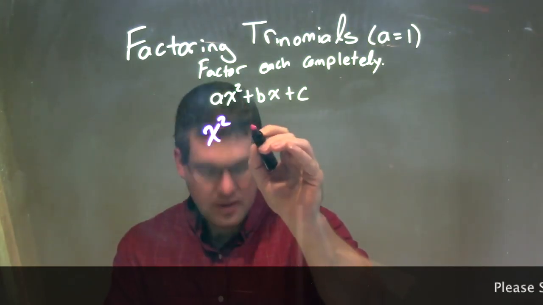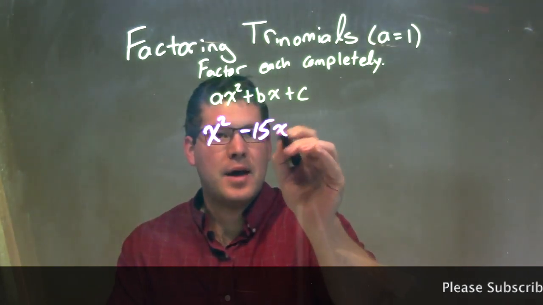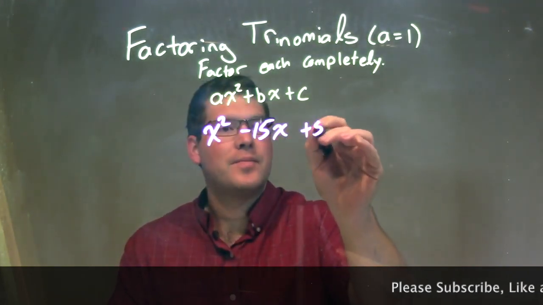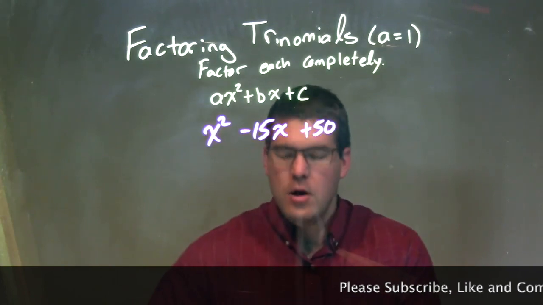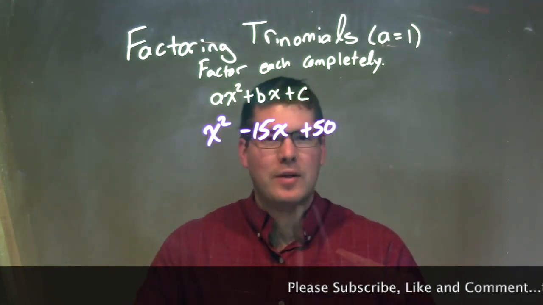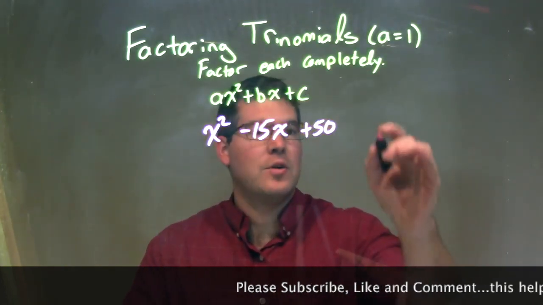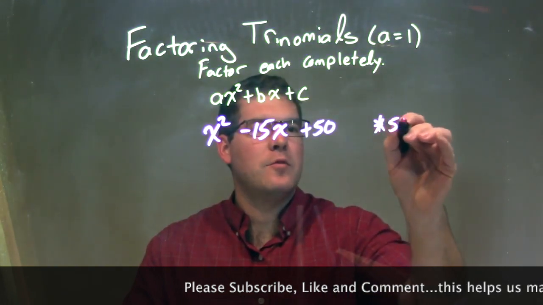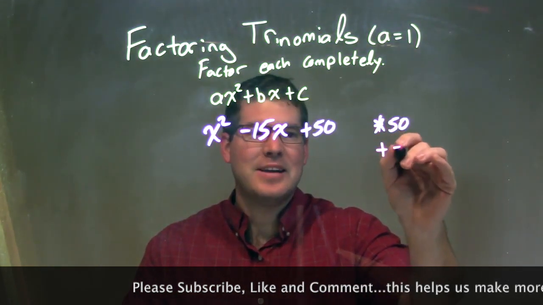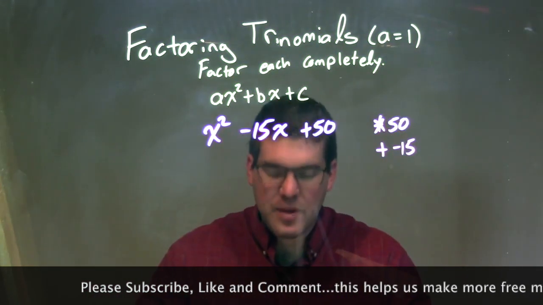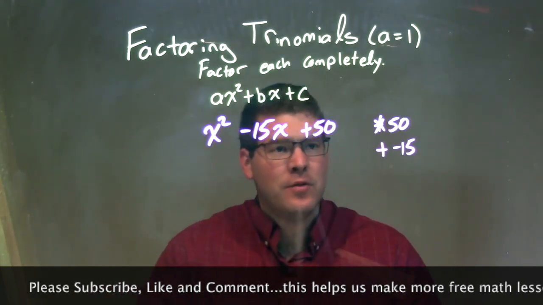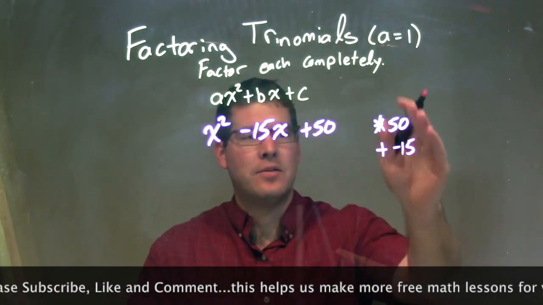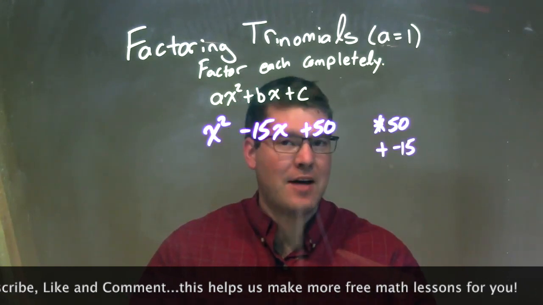x squared minus 15x plus 50. So I have an a value of 1, which is great. So now I can ask myself this question. What two numbers multiply to be a 50, but add to be a negative 15? Okay. Since they multiply to be positive and add to be negative, both numbers are going to have to be negative.